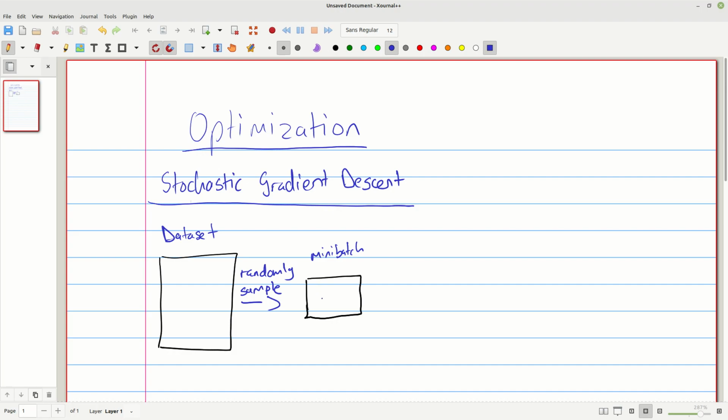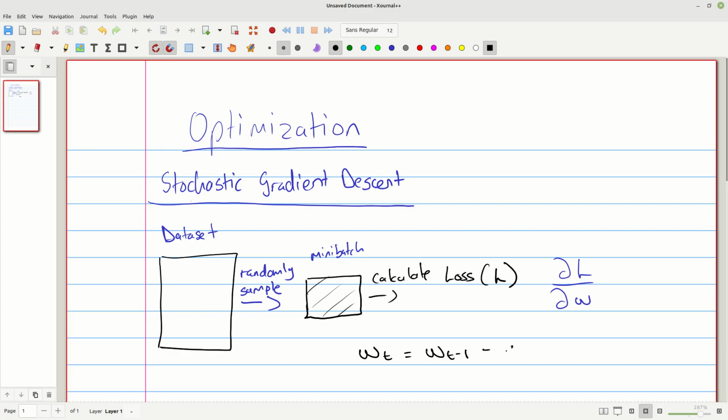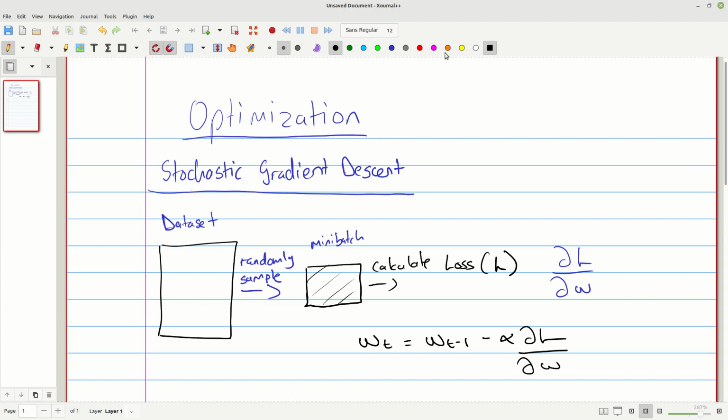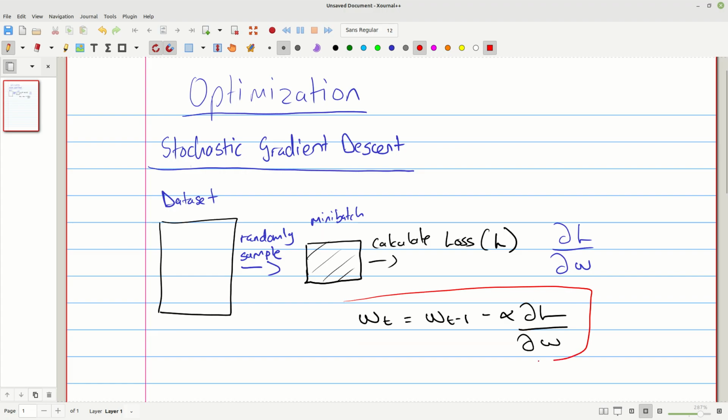Using this mini batch that we sampled from our data set, we're going to calculate our error or our loss, which we talked about. Let's denote that by L, right? And on this mini batch, we'll compute the gradients of L with respect to whatever weight parameters we have. And then we'll make our update by saying our weight value W_t is equal to the previous weight value minus alpha times the partial derivative with respect to the weight that we're talking about here. So that is essentially, in a nutshell, what stochastic gradient descent is.